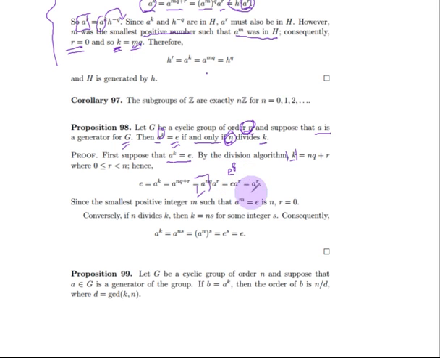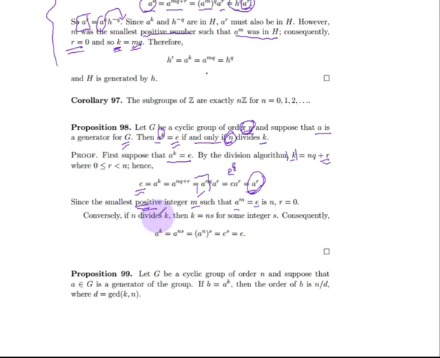So what did I find out? That a to the r, where r is this remainder, must be the identity. However, m was the smallest positive number such that a to the m was e. So what does that mean? That means r cannot be a positive number since r is less than m. So we must have r equal to 0.